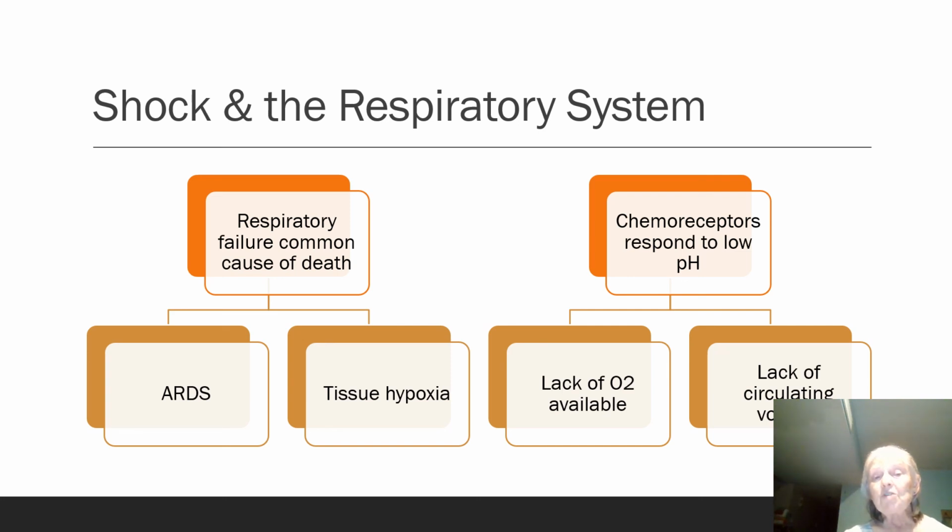So one of the major things we see is ARDS. And unfortunately, ARDS has got a fairly high mortality rate too. We've gotten better, but we still have a pretty bad mortality rate in some parts of the world. A lot of tissue hypoxia. Your chemoreceptors, they're going to respond to that low pH, try to get rid of that CO2. Like I said, you're going to basically get really tired. And as a result of that, we're going to see the O2 not being available, and there's also the lack of circulating volume.